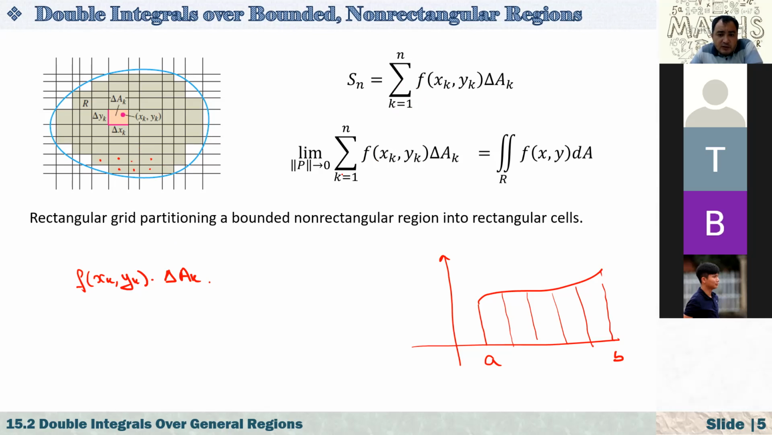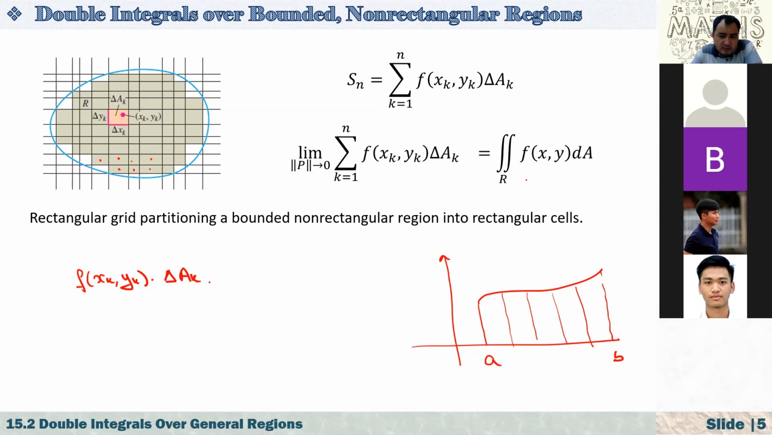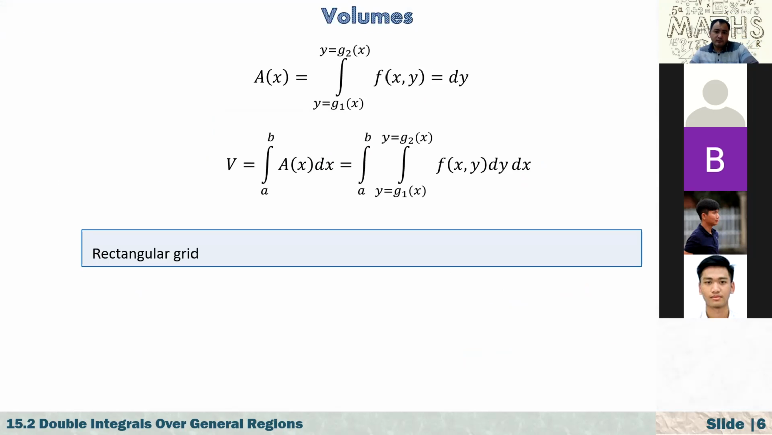And after that, we evaluate its limit as this partitioning, actually the biggest rectangle's area, goes to 0, which means that our n goes to infinity, right? So this sum approaches some limiting value. If this limit exists, then we define this as a double integral. That is the double integral of f over the region R, okay? So dA. This is how we define the double integral over bounded and non-rectangular regions.